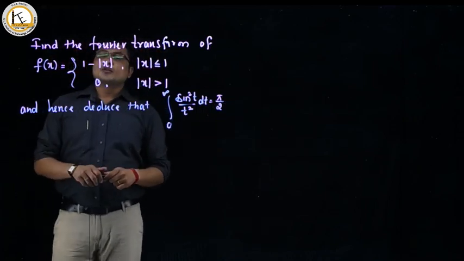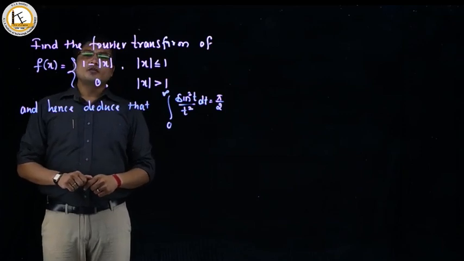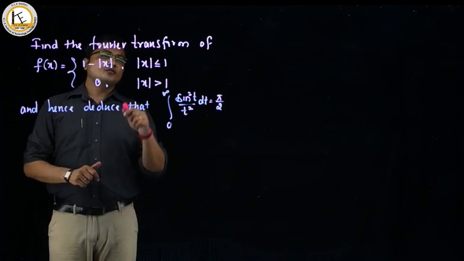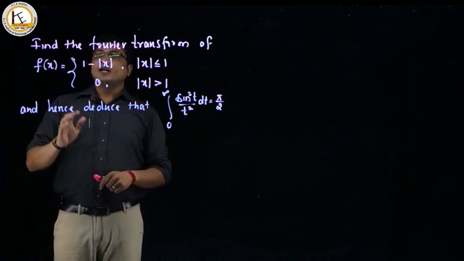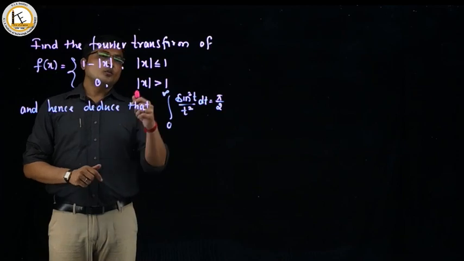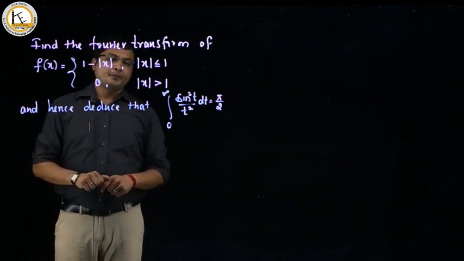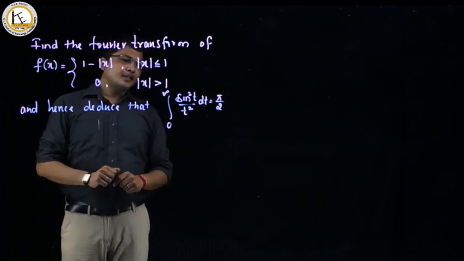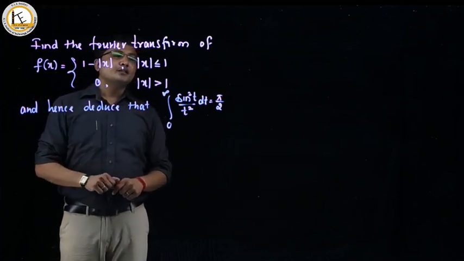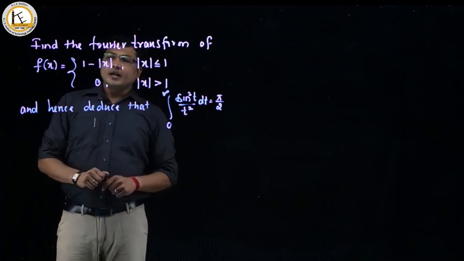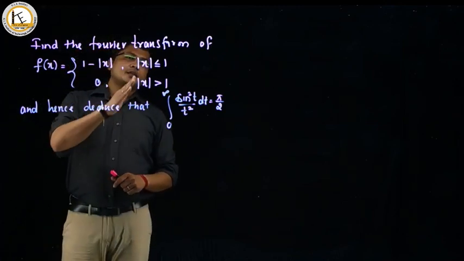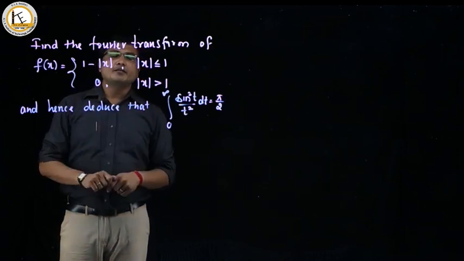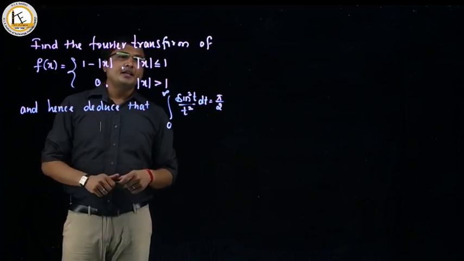Okay, so it's a continuation of the Fourier transform. The function f of x is given and it is defined as 1 minus mod of x for mod x less than or equal to 1, and the function is defined as 0 for mod x greater than 1, and hence deduce the integral sin square t by t square between the limits 0 to infinity. And in the last class I explained that mod x less than or equal to 1 implies that x lies between -1 and +1.